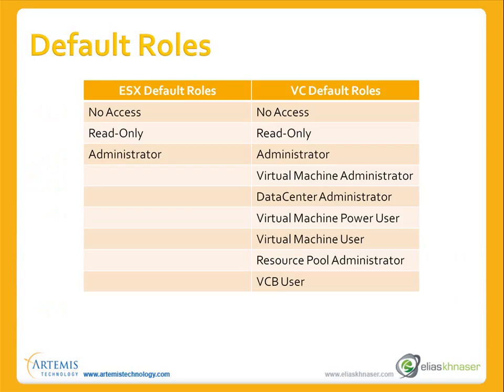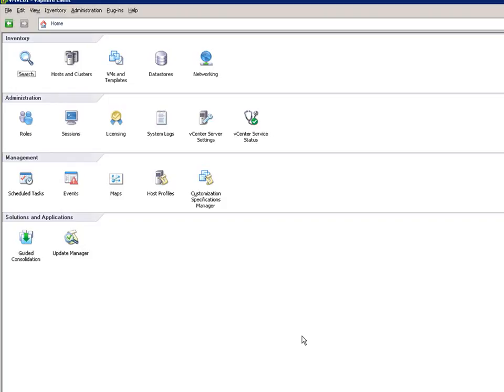Now, in the next slide here, we're going to take a look at some of the default roles. You'll notice on the left I have the ESX specific default roles, and it only has 3 of them. Basically, no access, read-only, and administrator. And then on the right, you have the default roles for Virtual Center, and they're also listed. So we're in Virtual Center. Let's take a look at how we can create new roles.